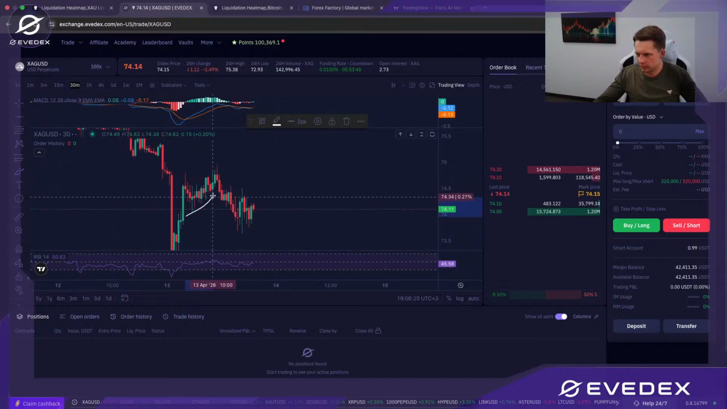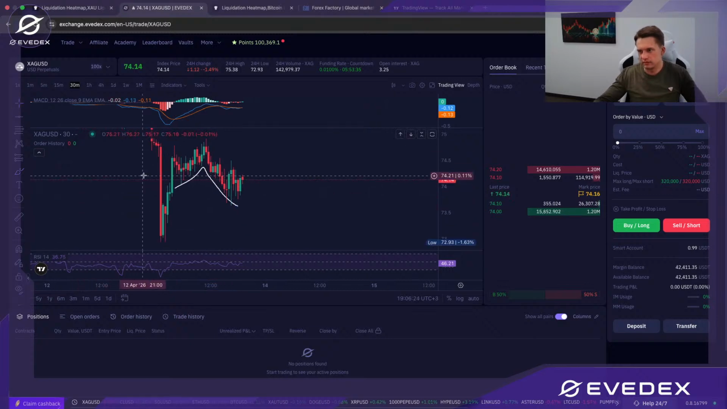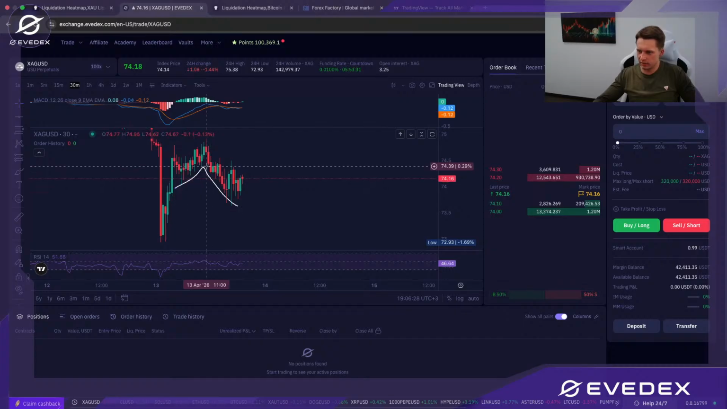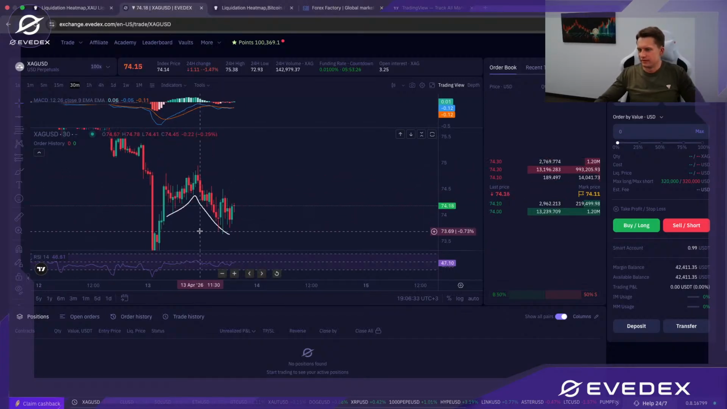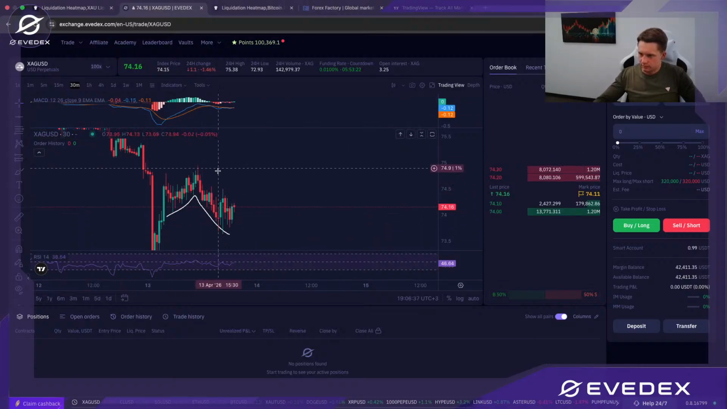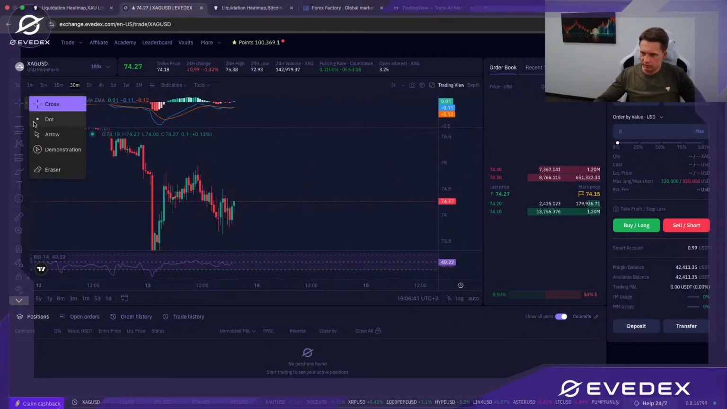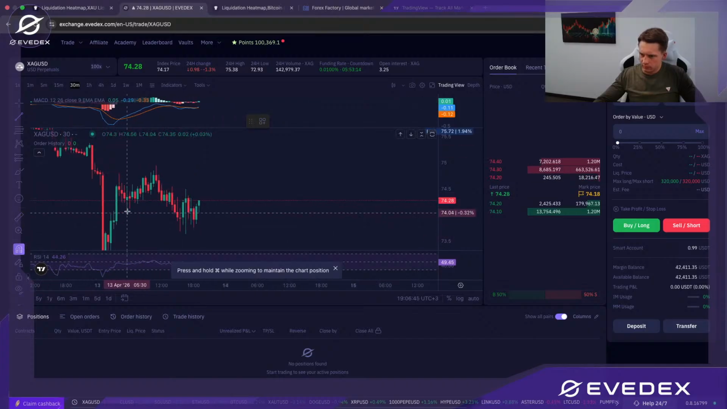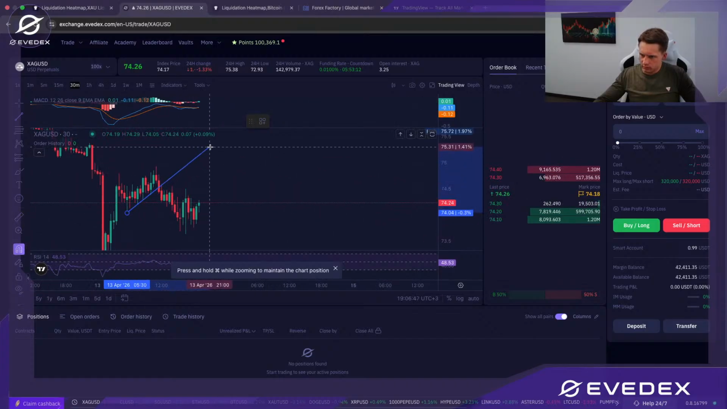So you see it goes like this and like this. I mean, you can't really find a support resistance level when you're looking at a mountain or whatever that is. But I believe we do have a nice uptrend there.